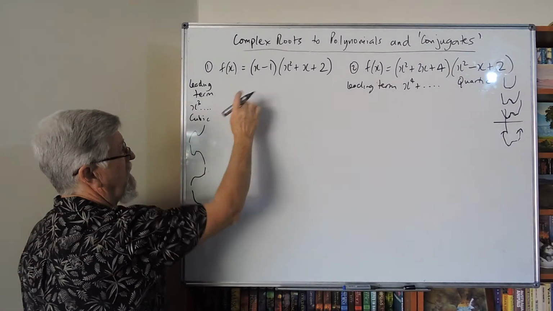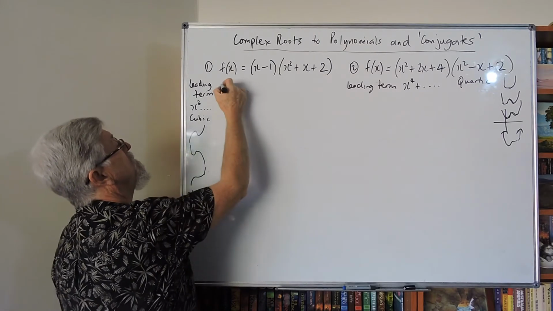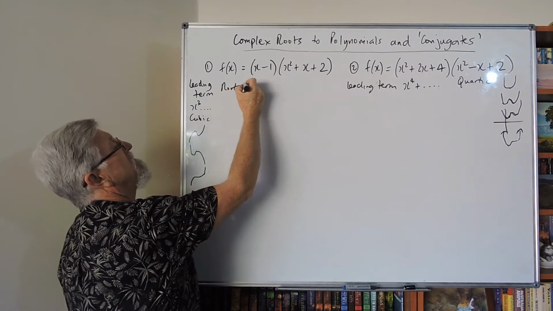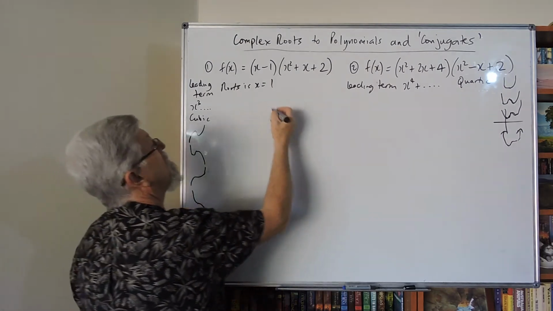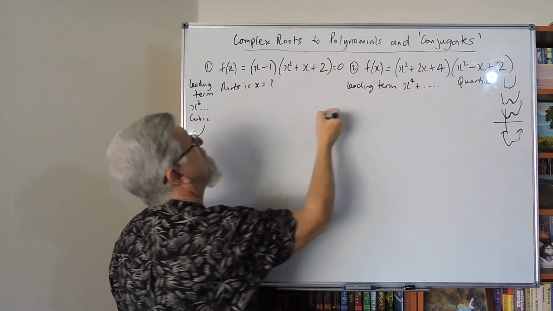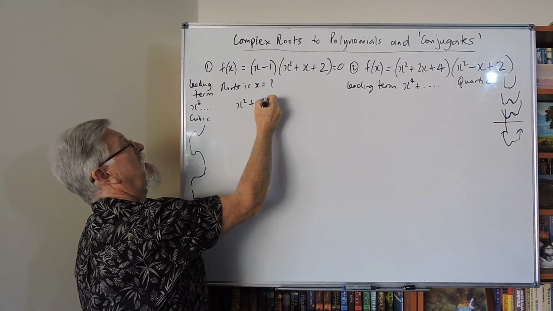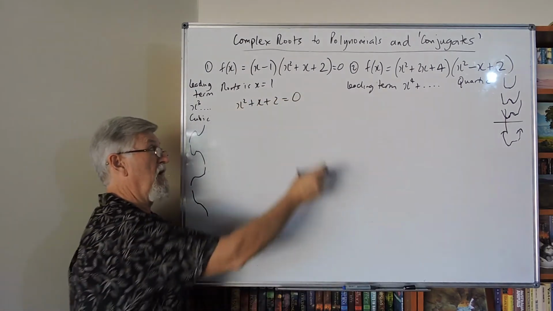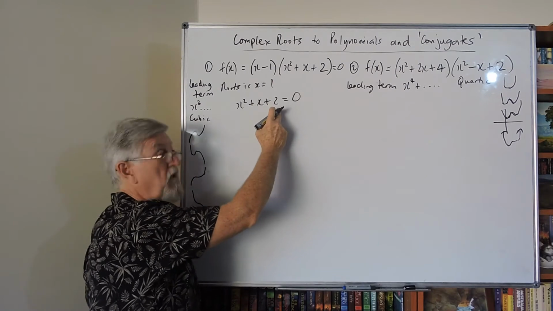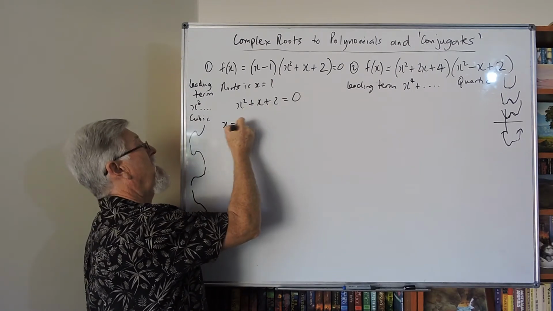So let's go to this one here and have a look at what's going on. One of the roots is x equals 1. Let's get the other roots. For it to be roots, we'll have that equal to 0. So we have x squared plus x plus 2 equals 0. We're back to the quadratic formula because we can't get two numbers that multiply to 2 that add up to 1.